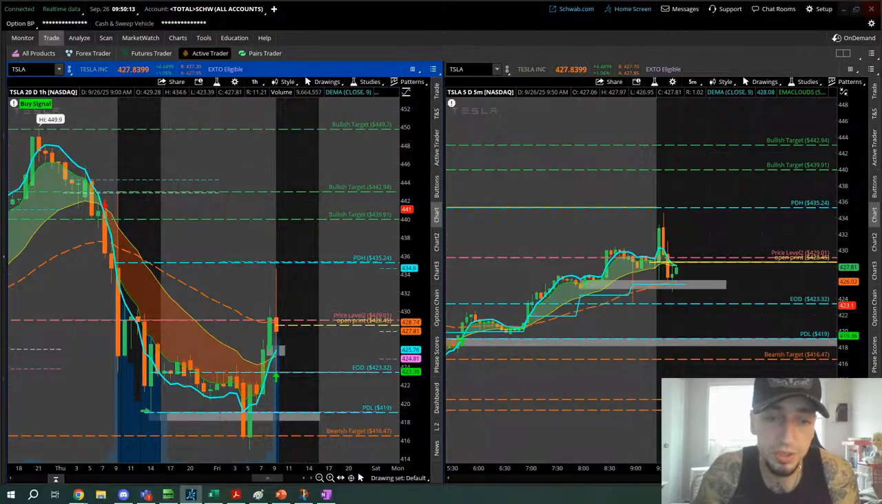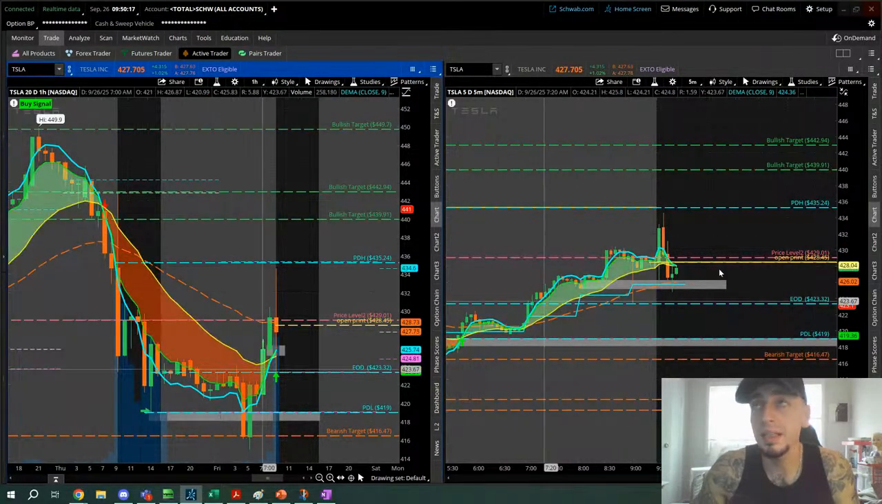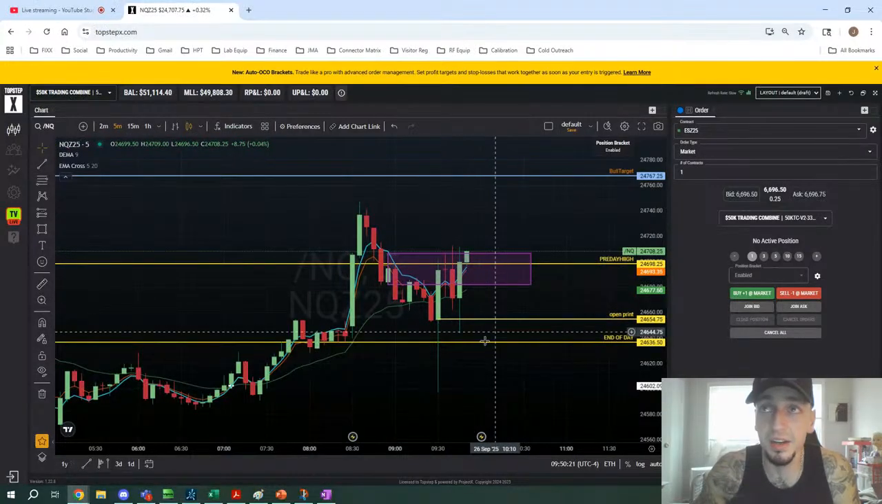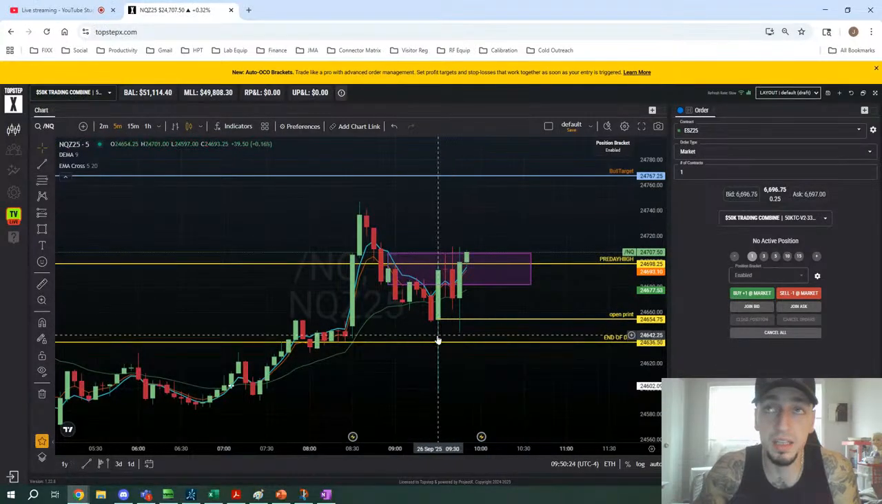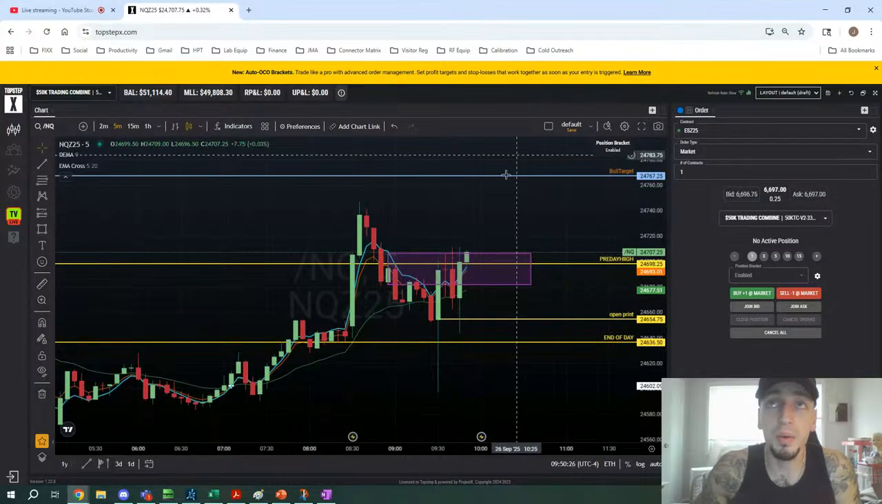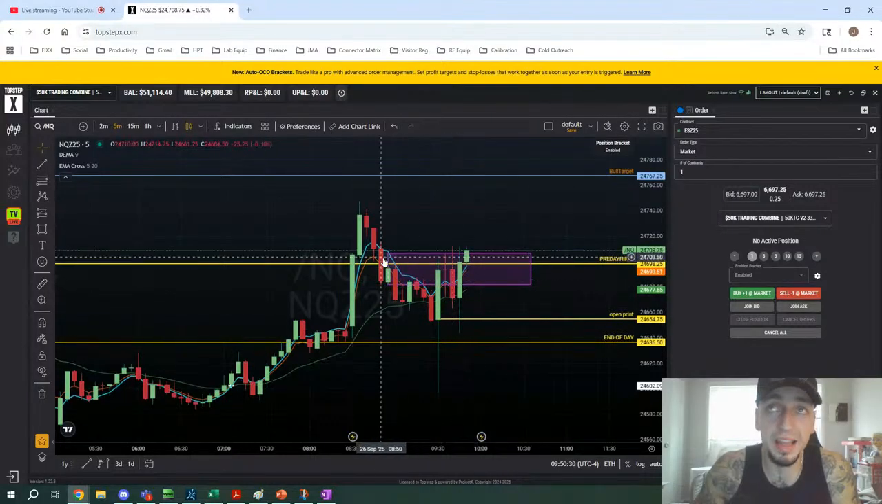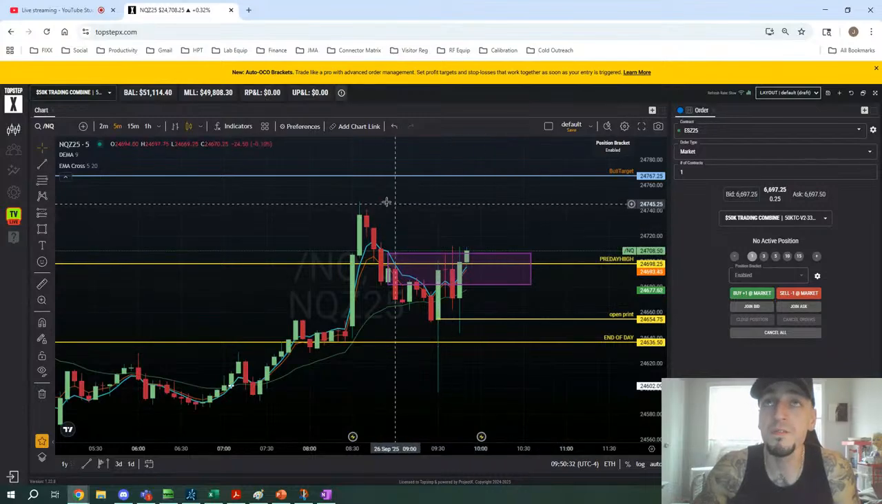NASDAQ with the push off open print. At least there's some sense to be made here. NASDAQ bounced off EOD, open print. Now we're starting to get some buying. Sellers pretty much just lost at this area of value.